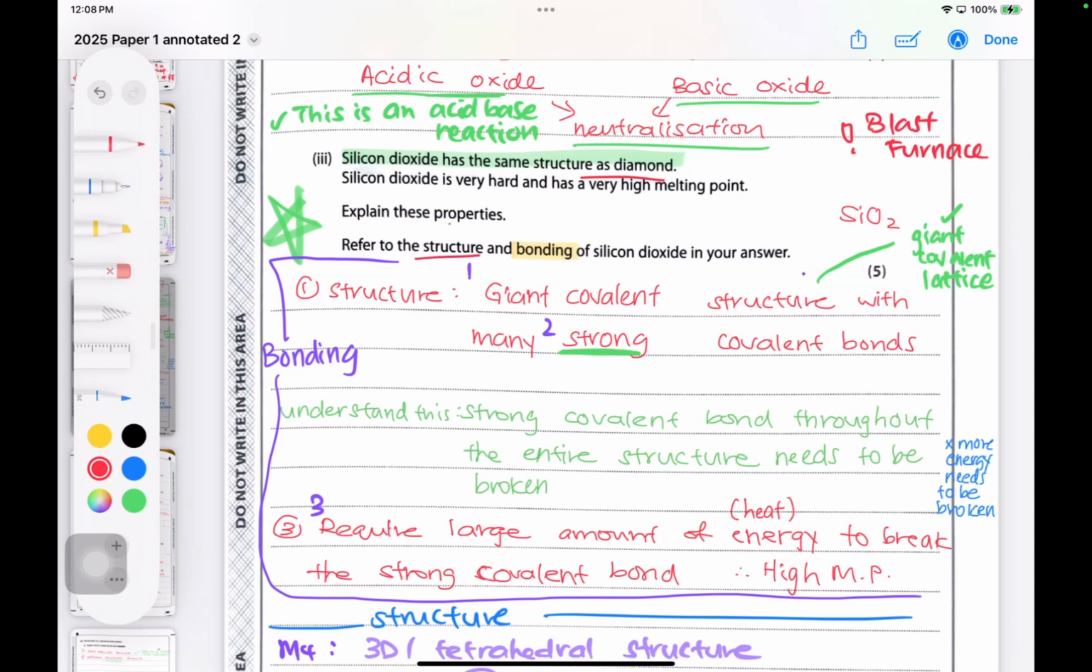They want you to first discuss structure, and then you discuss bonding to help you support and understand why silicon dioxide is very hard, which is the same as diamond, isn't it? And has a very high melting and boiling point. So when you are structuring your answers, you will want to focus on structure. If it's 5 marks, then you can allocate half of it to structure and the other half to bonding. So this is to make sure you get the full 5 marks here.